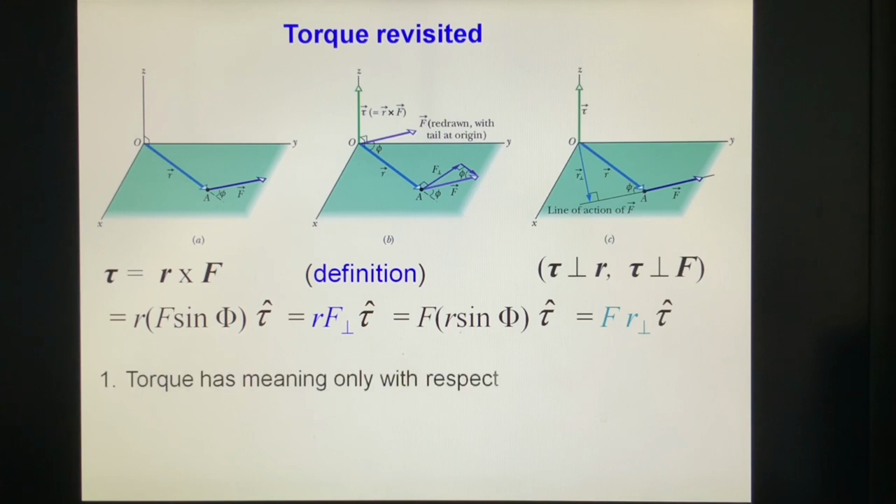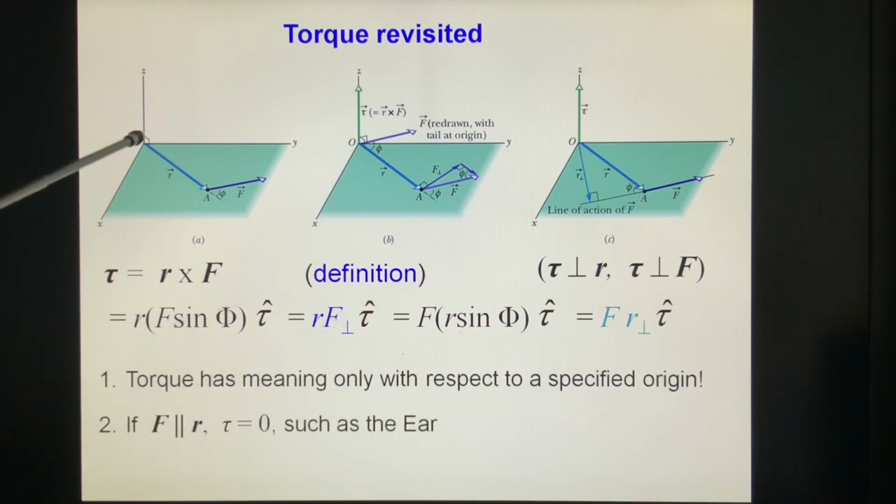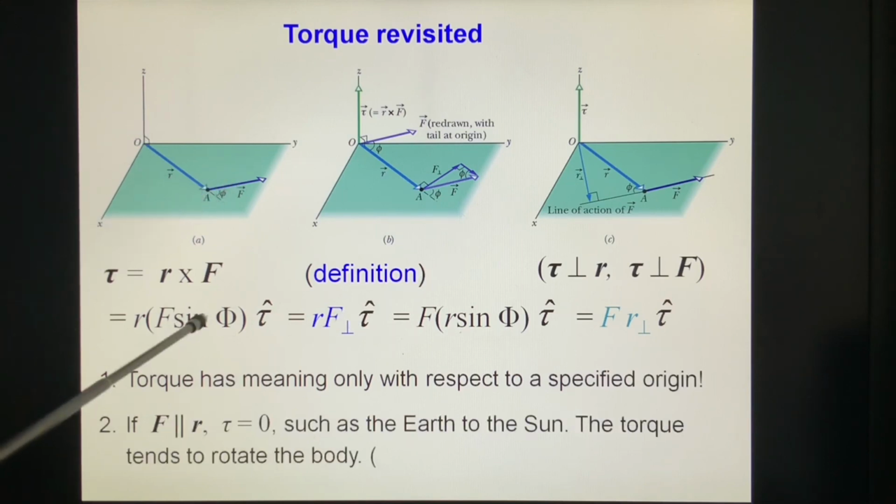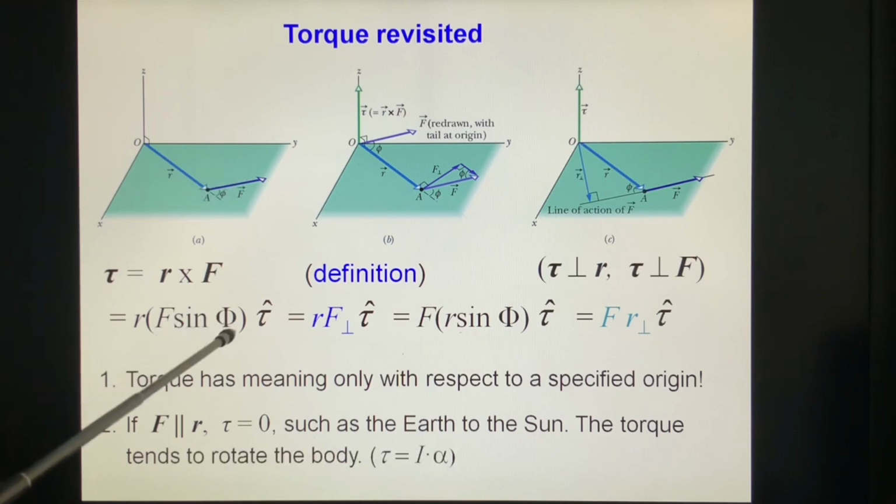Torque has a meaning only with respect to a specified origin. Here is the origin O. If F is parallel to R, then phi is 0, and sine 0 is 0. That means the torque is 0. The torque tends to rotate the body.